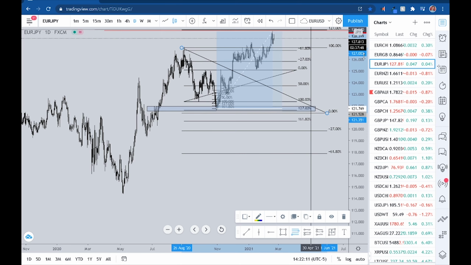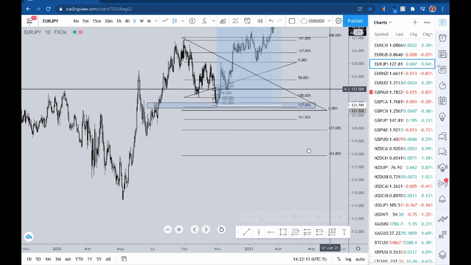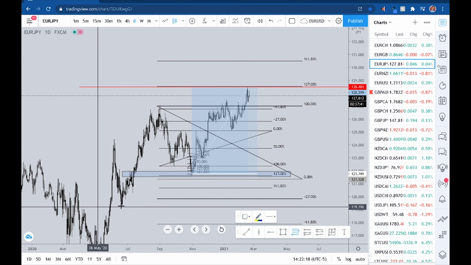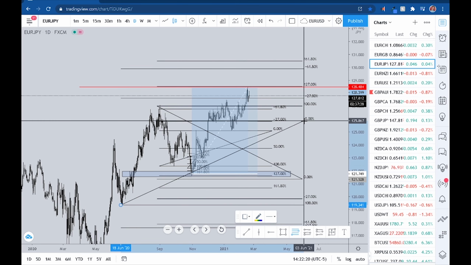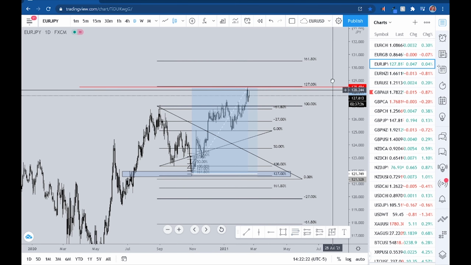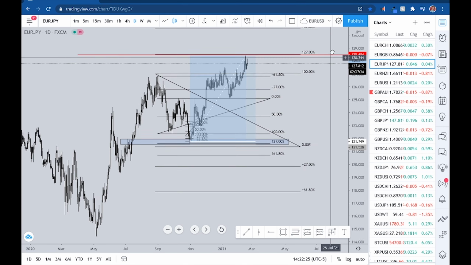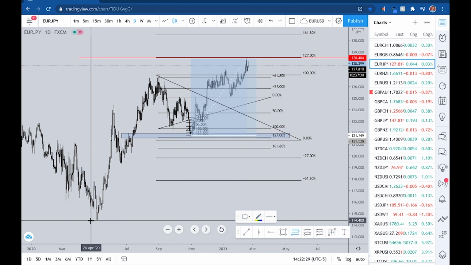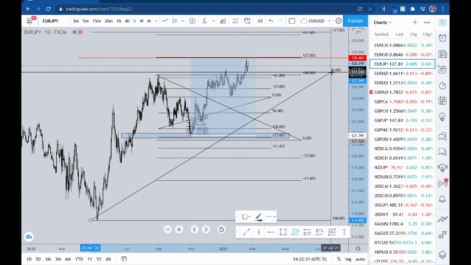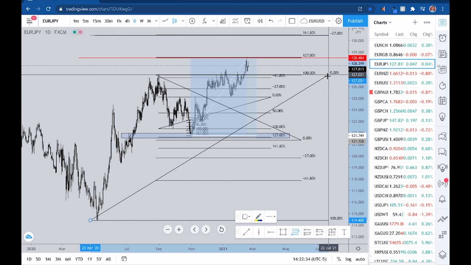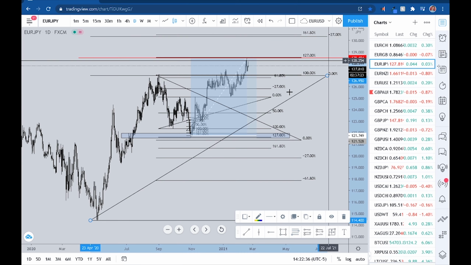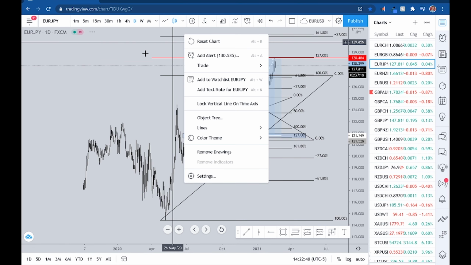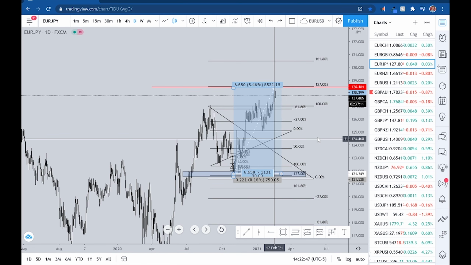So there's the 127. Let me make that a little better. There's the 127. And then if we measure this, I don't think this is the 50% of this move. I'm going to watch this. Right, so we still have room to come up into this area. So let me clear this.